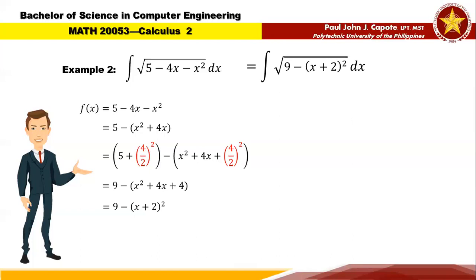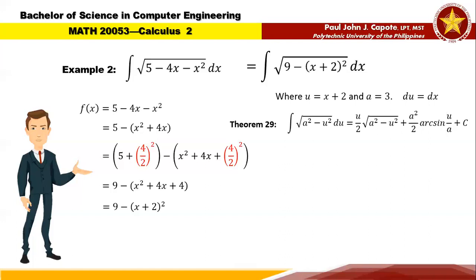Now we transform already our integrand. So we have the integral of the square root of 9 minus the quantity x plus 2 squared dx, where u is equal to x plus 2 and a is the positive square root of 9, which is 3. Then we derive u with respect to x, and so we get du is equal to dx.